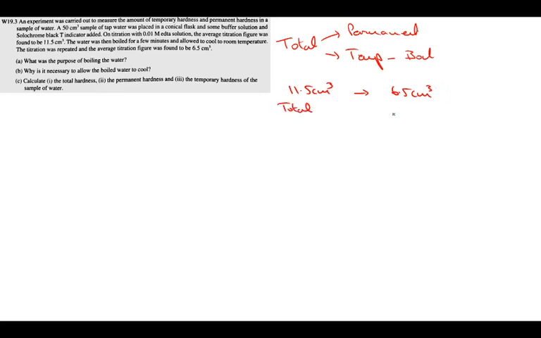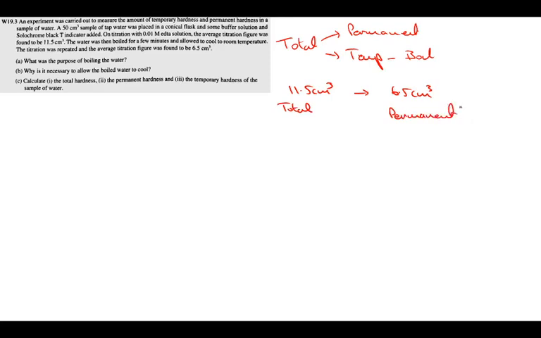Now there's a reason for that, and that's because hard water, by its very nature, can be made up of two things. So the total hardness in water is made up of two things: permanent and temporary. Now, it's only the temporary hardness that can be got rid of by boiling. Permanent hardness stays. So if we take the figures that we have there, 11.5 centimetres cubed, when boiled, dropped down to 6.5 centimetres cubed of EDTA needed for titration. That there would be our total, and that would be the permanent.